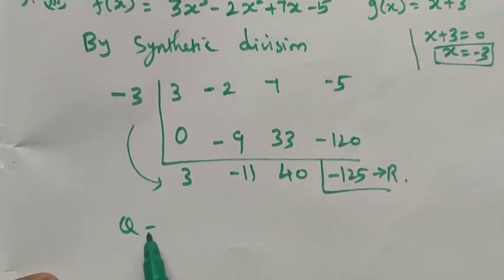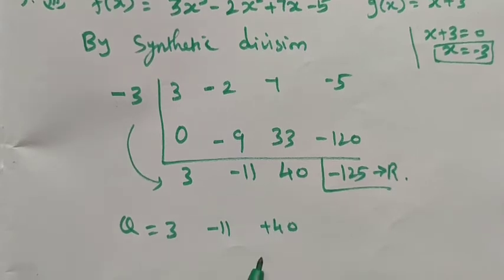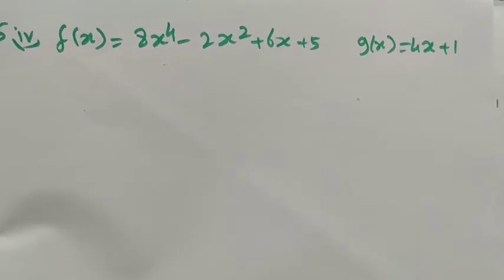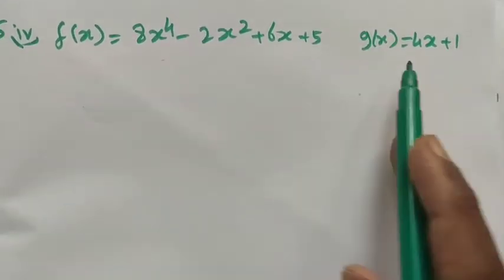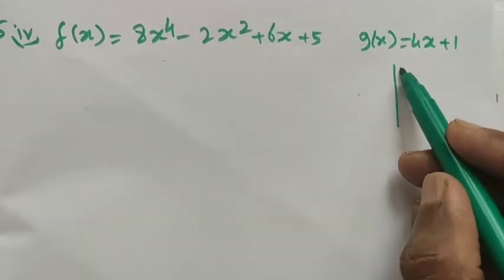Then the quotient is equal to 3 minus 11 plus 40. Constant term, x square term is the quotient, and then remainder is equal to minus 125 is the answer. Next we see the fourth Roman number in fifth question. Let me take it as f of x and g of x. Here we want to find the zeros of the polynomial.